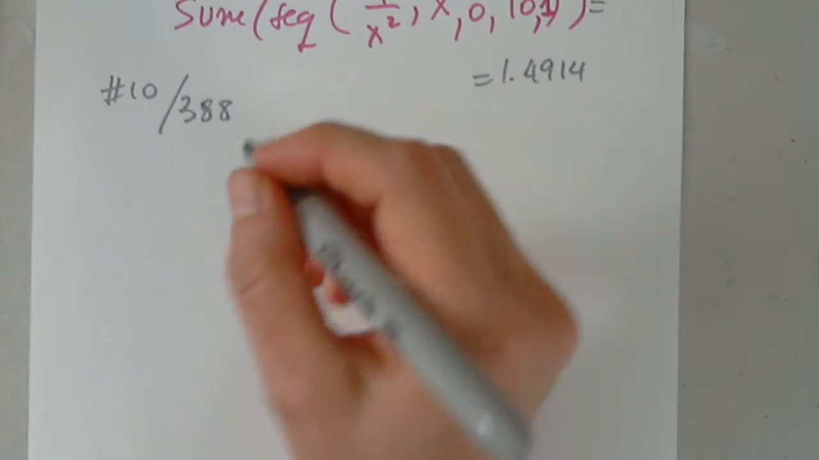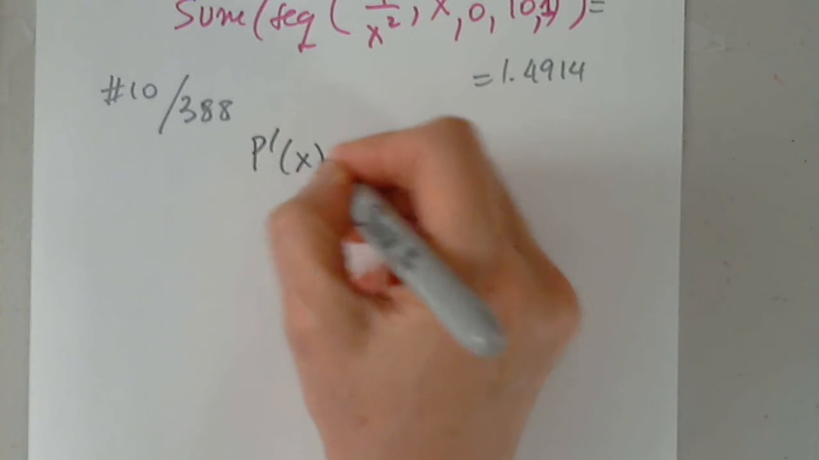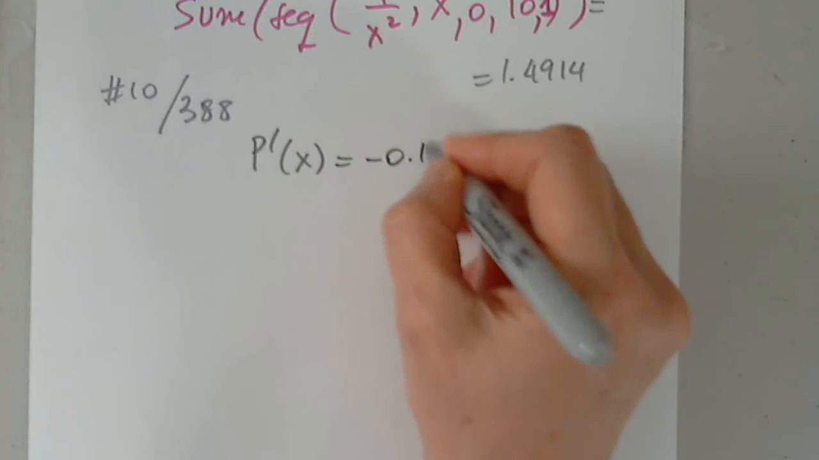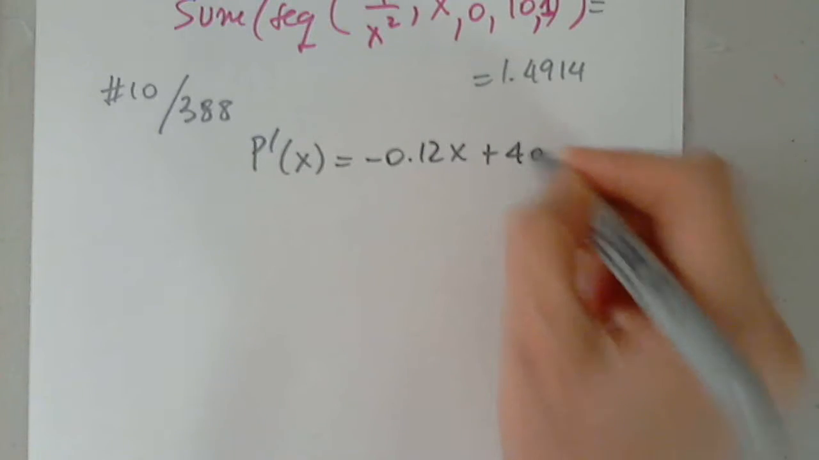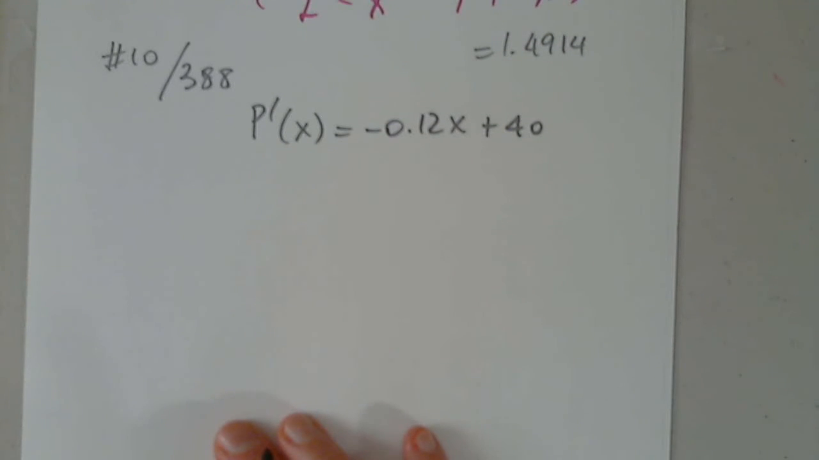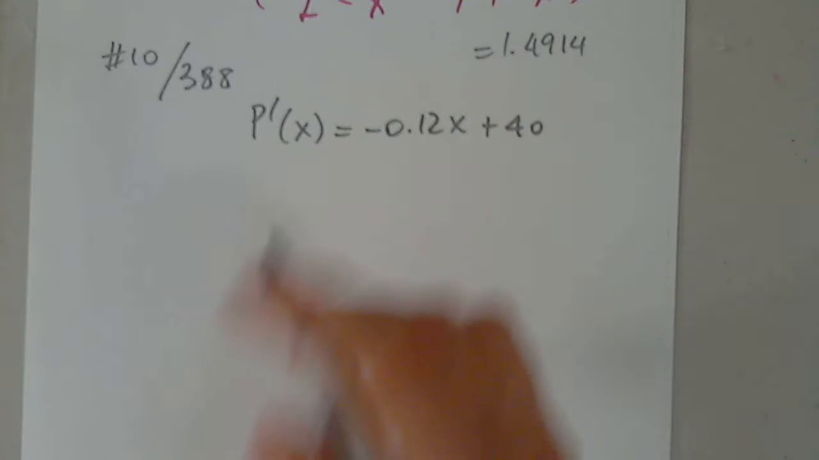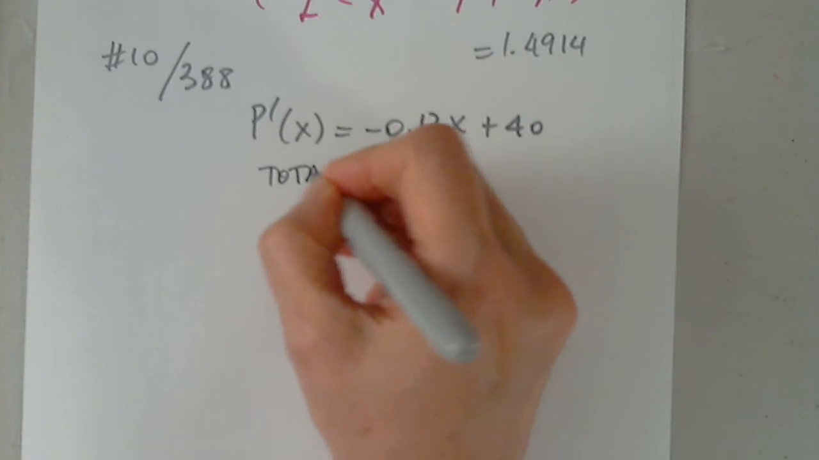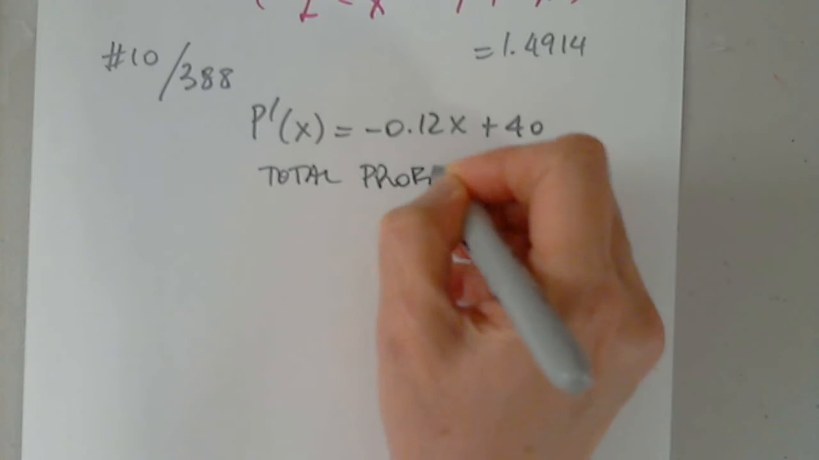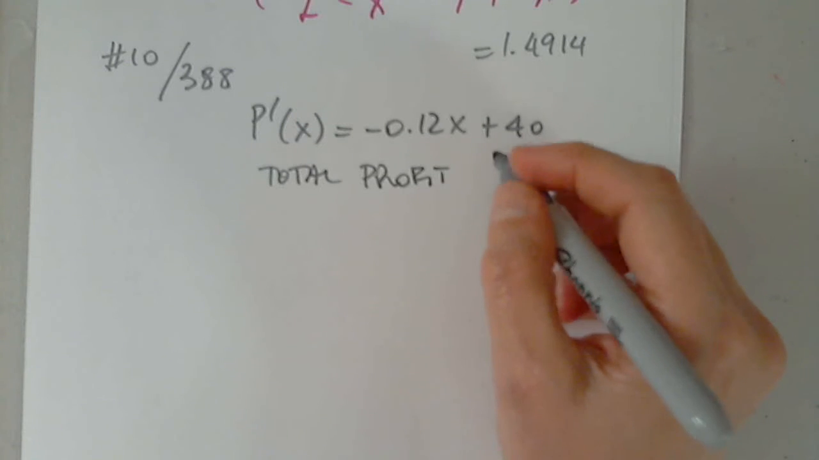Anyway, I'm going to change it to profit. So negative 0.12x plus 40. I think they mean cost, where x is the number of wedding cakes produced. Find the total profit from producing 50 wedding cakes.